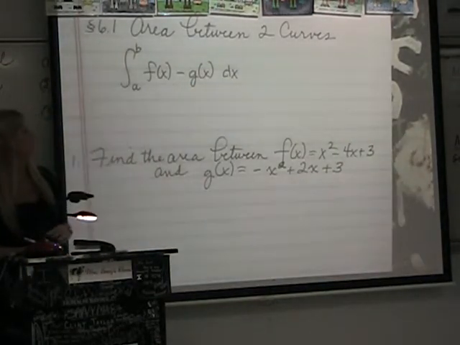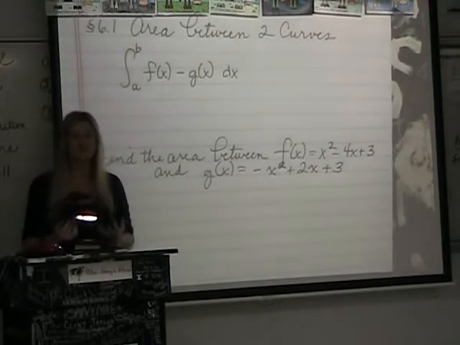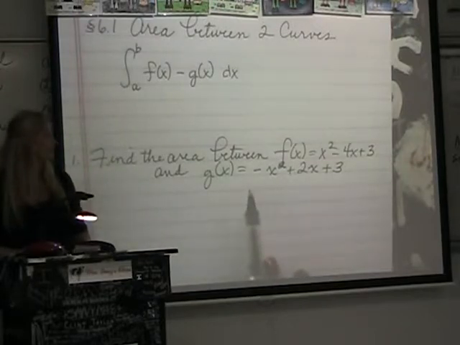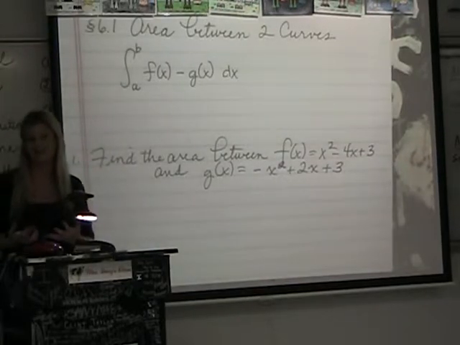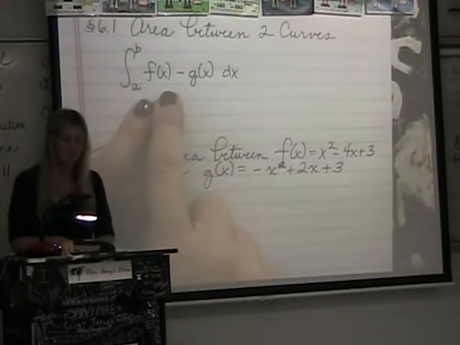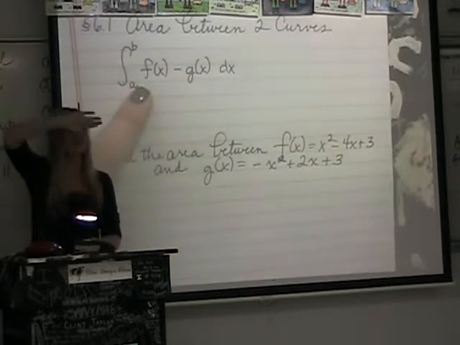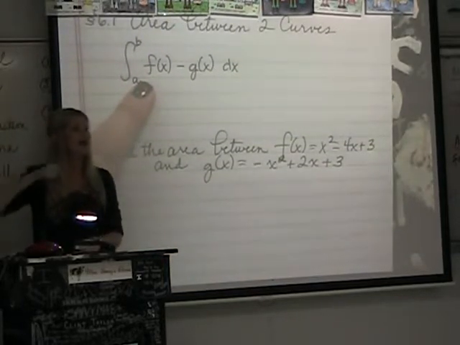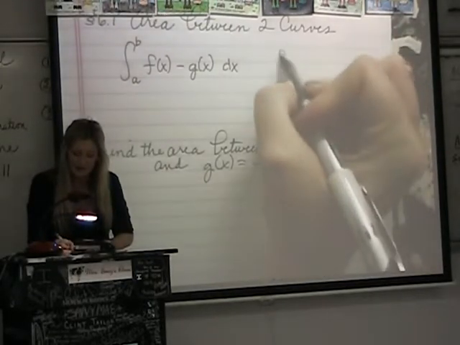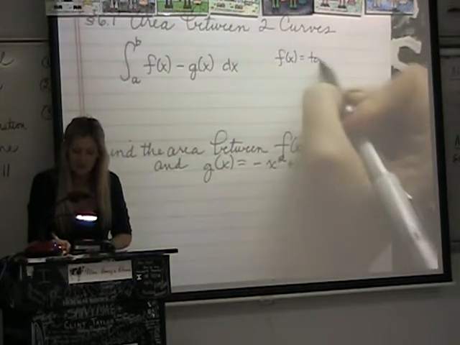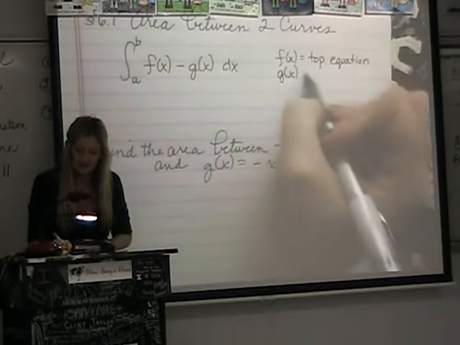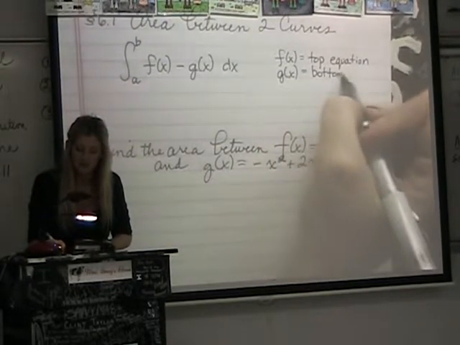Now, when I say f of x minus g of x, I need to clarify a little bit. Because in the example that I gave you, it's not actually going to be f of x minus g of x, it's going to be g of x minus f of x. Because the first function is always going to be the top bound, whichever one is on top. And then the second function is going to be the bottom bound. So over here to the side, I want you to write down that f of x is considered what we call the top equation, and g of x is the bottom equation.